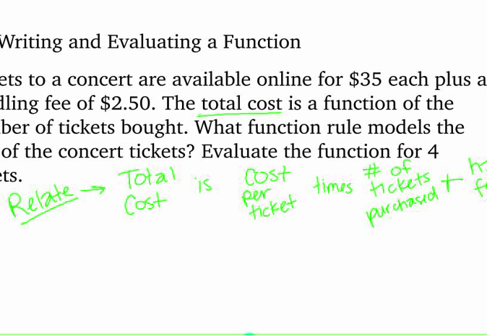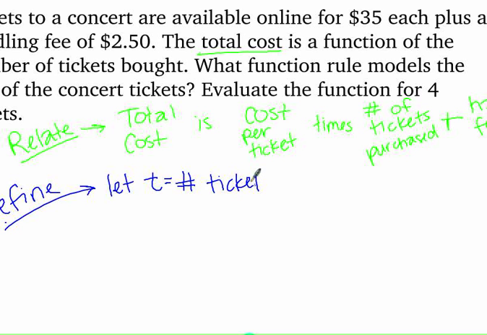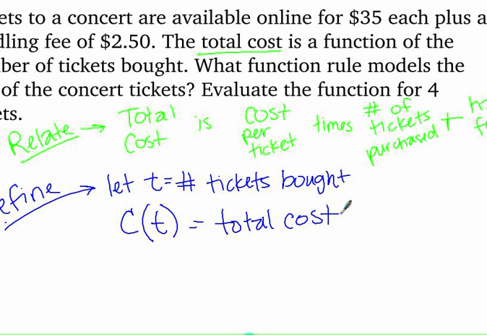So once we've got it written out in words, I can go ahead and define certain values. Let me move this up so we've got just a little bit more room. Let T equal the number of tickets bought. I know cost is what depends on the tickets, so cost is my f of x, really, or my y value. We don't always have to say f of x. I'm going to say C for cost, and it depends on this variable T. So the cost depends on the number of tickets, and we can label that as our total cost.